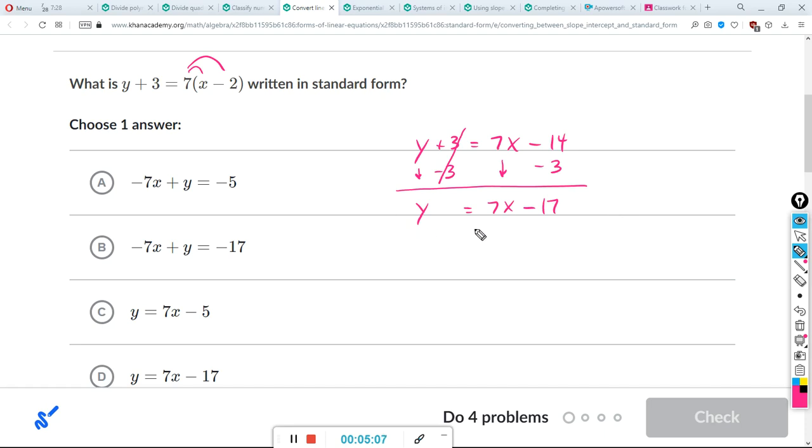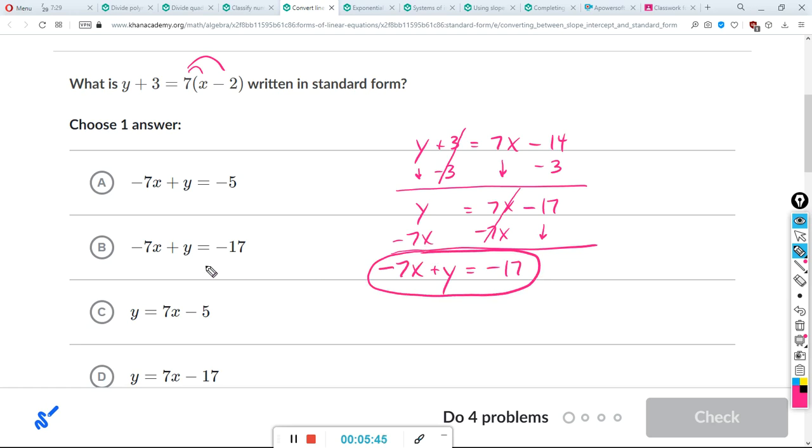Okay, and we just want the x's on the left. So let's do a negative 7x on both. Okay, and I'm going to write the x first. Instead of y minus 7x, I'm going to write negative 7x plus y. Alright, that's the same thing. Bring down the equals. 7x minus 7x, gone. Bring down your negative 17. So that's your answer right there. And it's answer B.